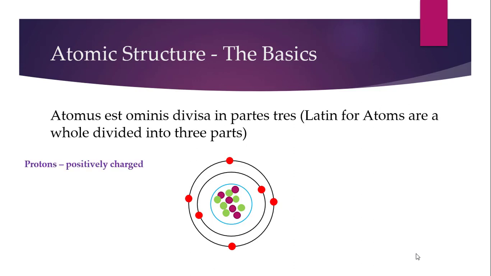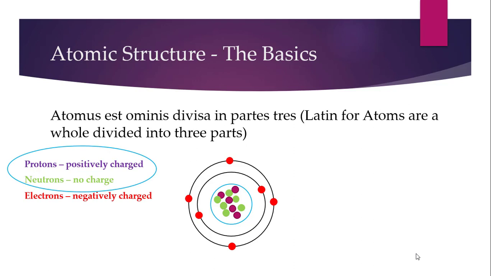The first part is in purple, and those are the protons, and they are positively charged. And notice they are inside the blue circle. The blue circle represents what is called the nucleus of the atom, or the center of the atom. In green, we have the neutrons, also in the nucleus, and they are called neutrons because they have no charge or are neutral. Outside the nucleus, we have the red particles. Those are electrons, and they are negatively charged.